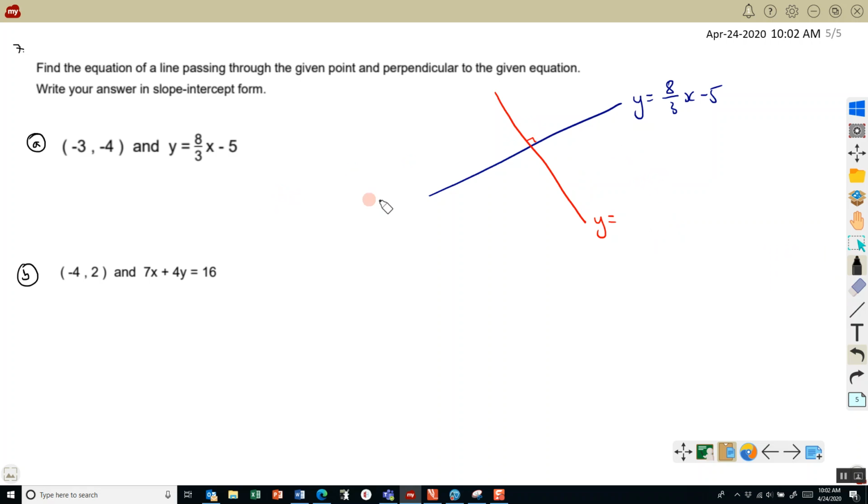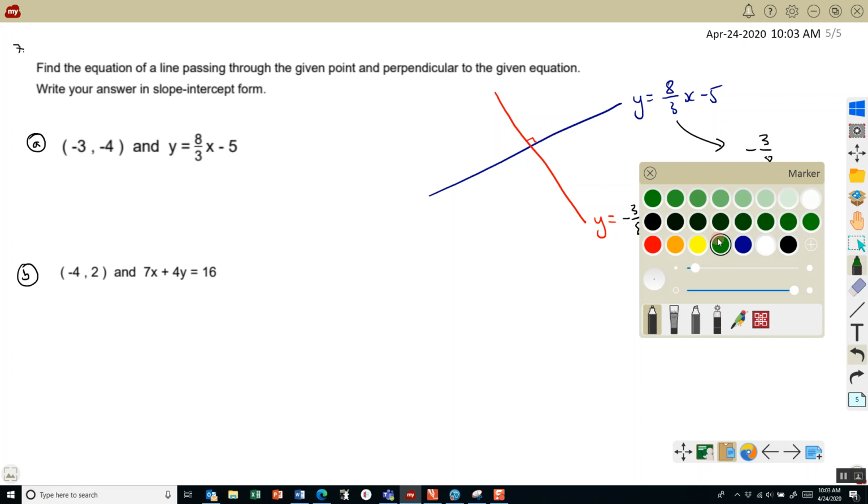First thing, what is the gradient of the red line, the perpendicular one? Well, you take the gradient of this one. Remember we talked about this yesterday. You flip it, and then you change the sign. So that's going to be the start. And I just have to work out now the value of c. Where is it going through the y-axis? And I'm going to use this point to help me with that.